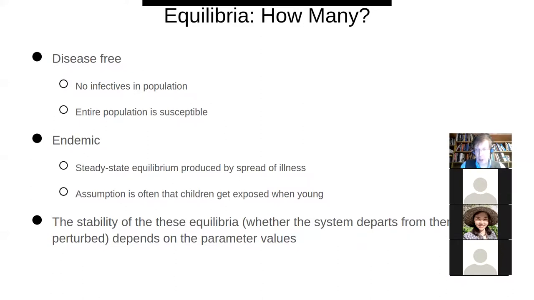That obviously wasn't the case with COVID. We had an unstable disease-free equilibrium. For endemic equilibria, we'd like it to be unstable to drive the infection out of the population and back to a disease-free state. But the way things are going with COVID in the West, it's likely to be endemic.